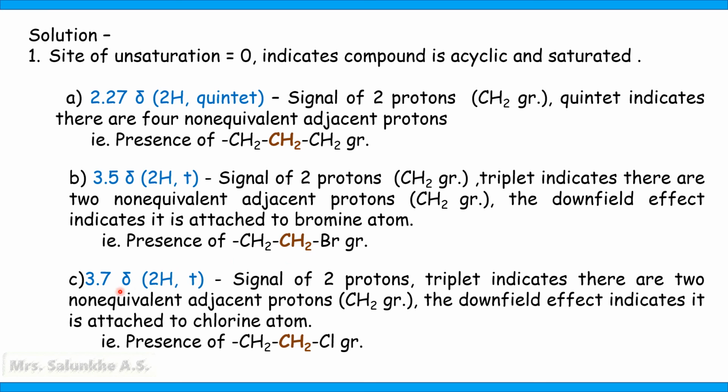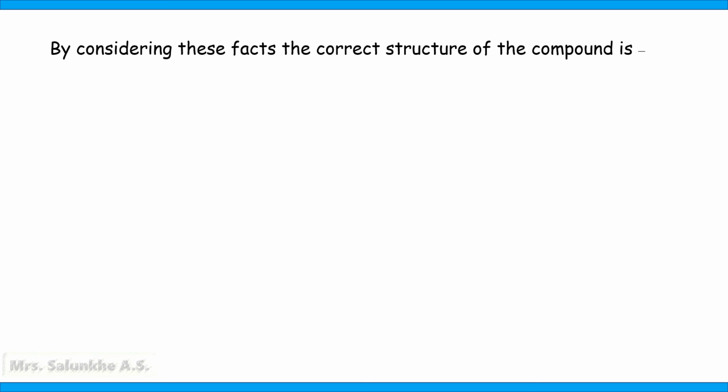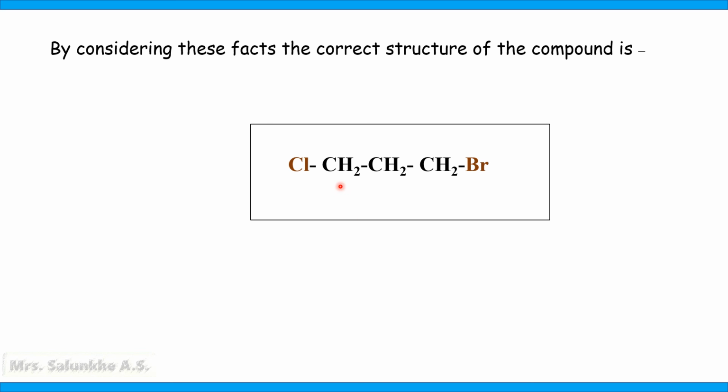The third signal, 3.7, 2H triplet, is similar to the above signal. This is the signal of 2 protons. Triplet indicates there are 2 non-equivalent adjacent protons, and the downfield effect indicates it is attached to the chlorine atom, that is, CH2Cl. And therefore the structure of the compound is like this. This is an acyclic saturated compound.